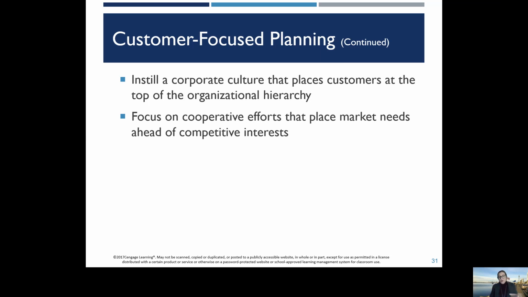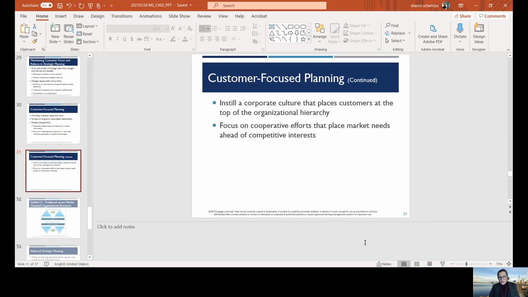So being customer focused, having a high market orientation is actually evident in the corporate culture, and it's evident in the corporate actions that give the organisation that competitive edge. So there you go. There is chapter 2 for you.